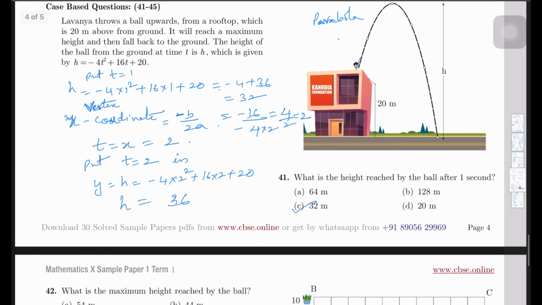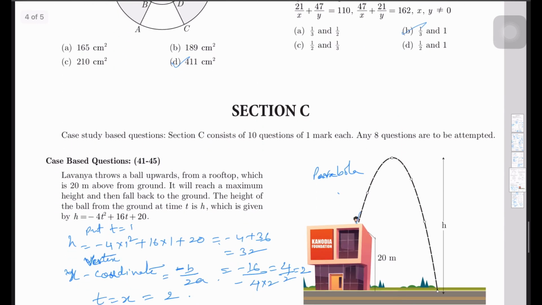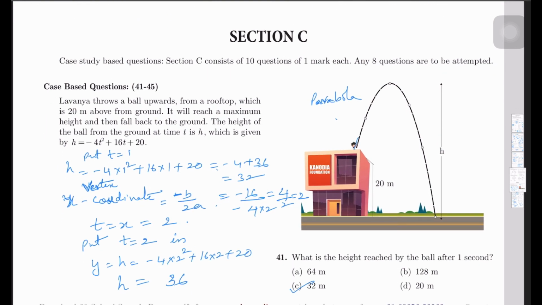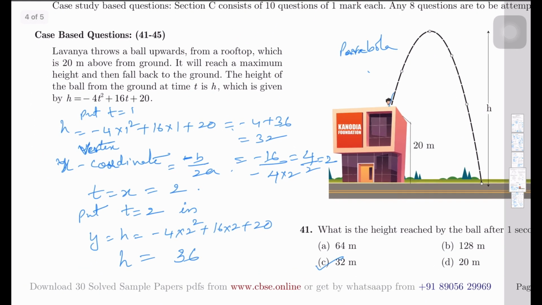So now going into the next case study, that's section C. Case study based problem. Section C consists of 10 questions of 1 mark each. Any 8 questions are to be attempted. So now here we'll just see what is this problem about.